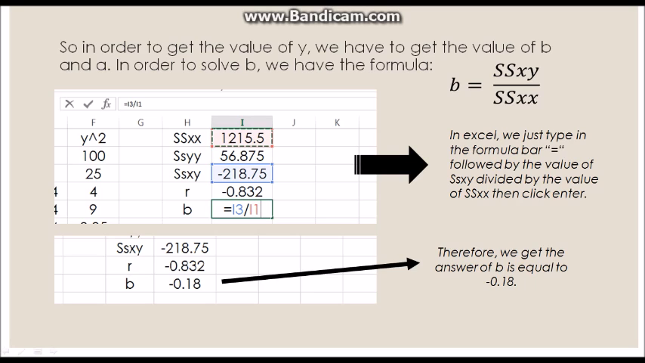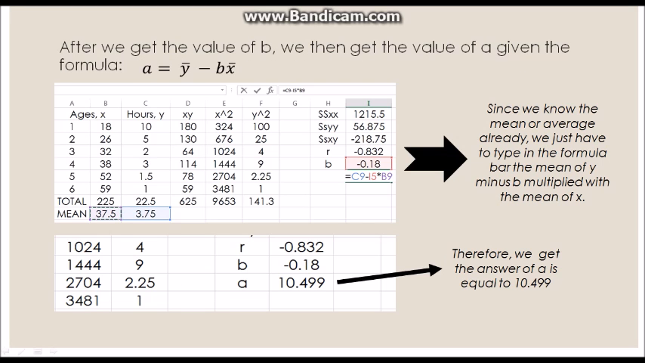So in order to get the value of Y, we have to get the value of B and A. In order to solve B, we have the formula B equals SSXY divided by SSXX. In Excel, we just type in the formula bar the equal sign followed by the value of SSXY divided by the value of SSXX. Then click enter. Therefore, we get the answer of B equals negative 0.18.